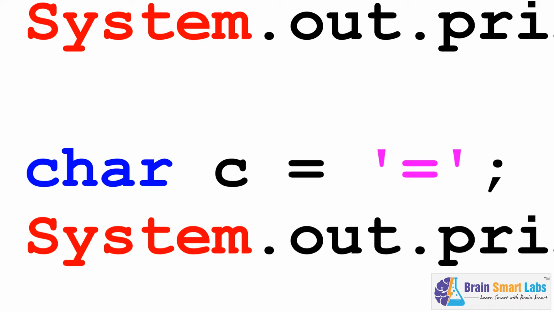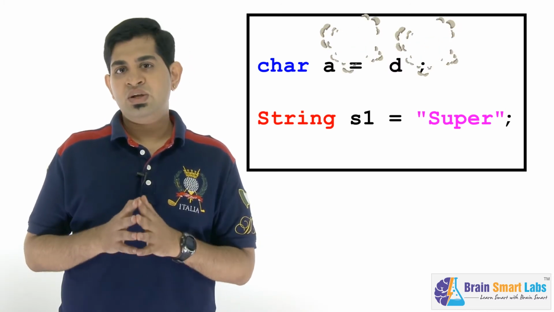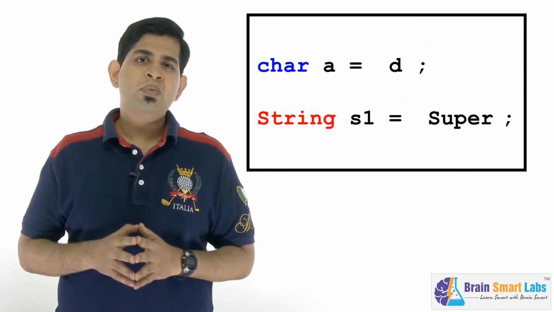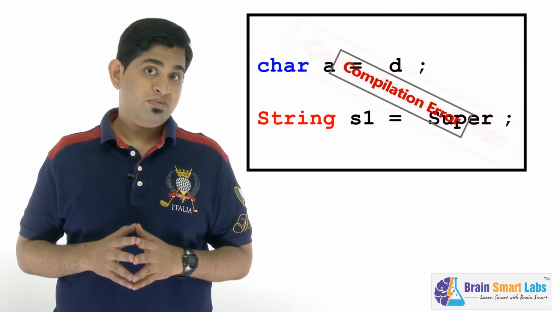Make sure that your char value is always enclosed with single quotes. Well, if you don't enclose your char in single quotes and your text strings in double quotes, your compiler uncle will slap you on your face with a compilation error. Be careful. Next data type is boolean.